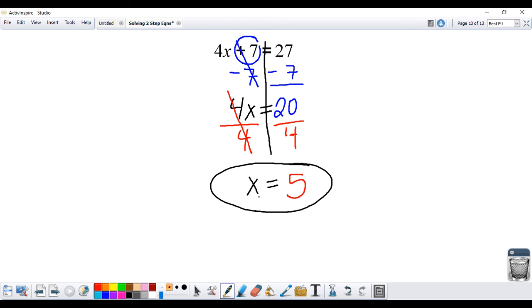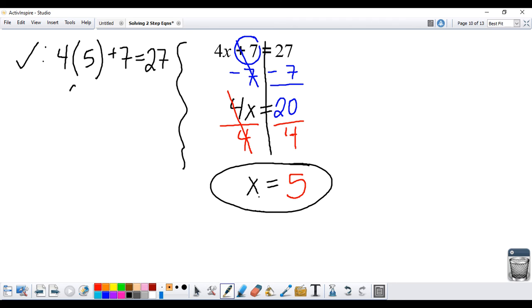Now I could plug that back in and do a quick check. I'm going to check that 4 times 5 plus 7 does actually equal 27. 4 times 5 is 20, and then 20 plus 7 would in fact give me 27. So I know that my answer is correct. So let's do another example.